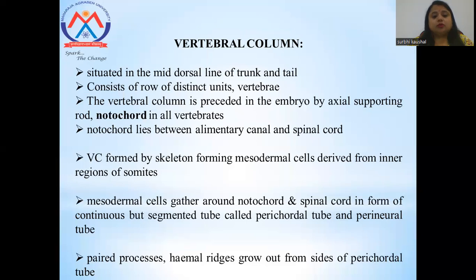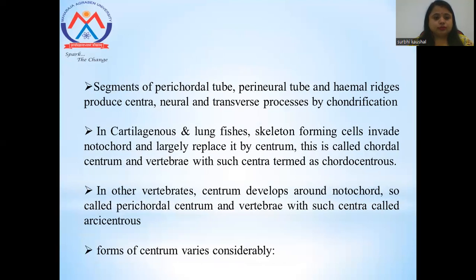The vertebral column is formed by skeleton-forming mesodermal cells, which are derived from the inner region of the somites. These mesodermal cells gather around the notochord and the spinal cord in the form of a continuous but segmented tube called perichordal tube and perineural tube. There are paired processes known as hemal ridges that grow out from the side of the perichordal tube. The segments of perichordal tube, perineural tube, and hemal ridges produce centra, neural, and transverse processes with the help of a procedure that is chondrification.